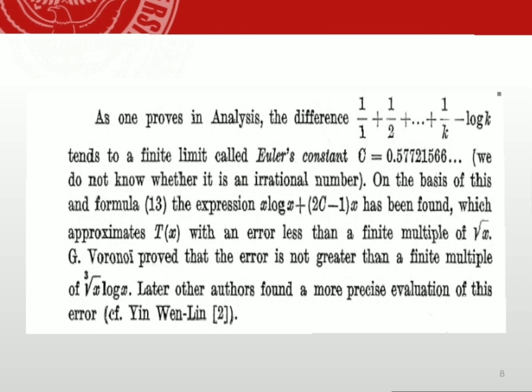On the basis of this and the formula, the expression x log x plus 2c minus 1 times x has been found, which approximates t of x with an error less than a finite multiple of the square root of x. G. Voronoi proved that the error is not greater than a finite multiple of the cube root of x times log x. Later, other authors found more precise evaluations of this error, for instance Yin Wen Lin.